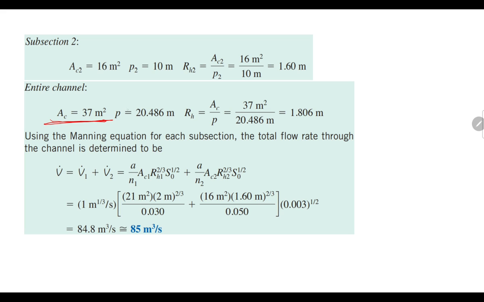That's the weighted perimeter. Then the RH is 1.86. Okay, so use Manning's equation for each subsection. The total flow rate for the channel is to be determined: Q1 plus Q2, the total Q. So we just add these, and we get a total Q of 84.8, roughly 85 cubic meters per second.